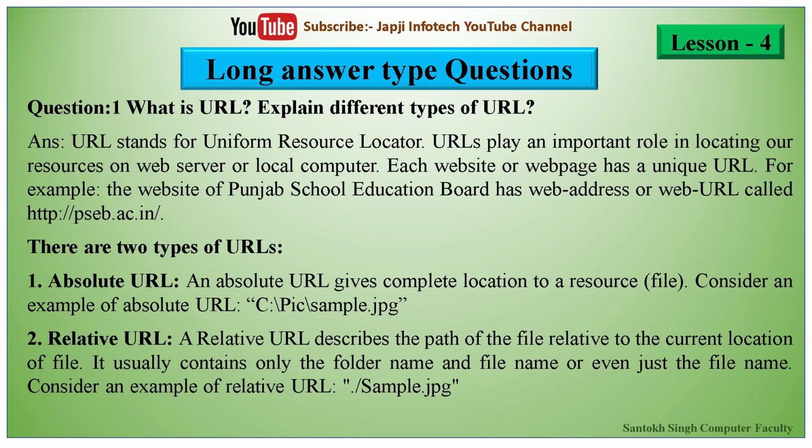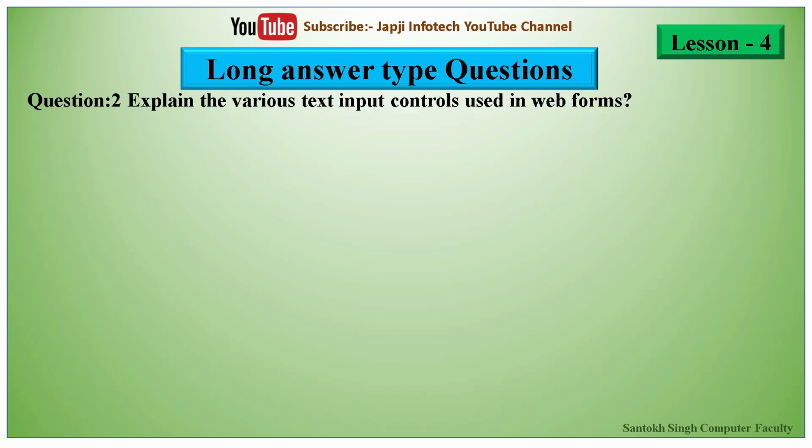And the second one is relative URL. A relative URL describes the path of the file relative to the current location of file. It usually contains only the folder name and file name, or even just the file name. So consider an example of relative URL. It starts with the double quote. In the double quote, we can write / and the JPG file name, which is sample.jpg.